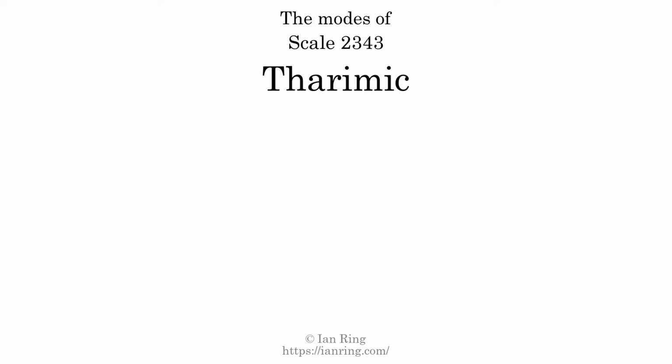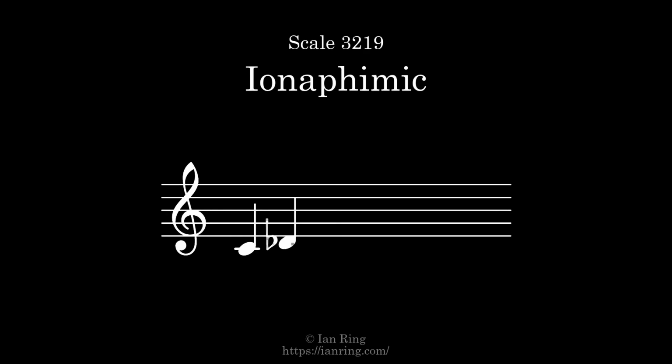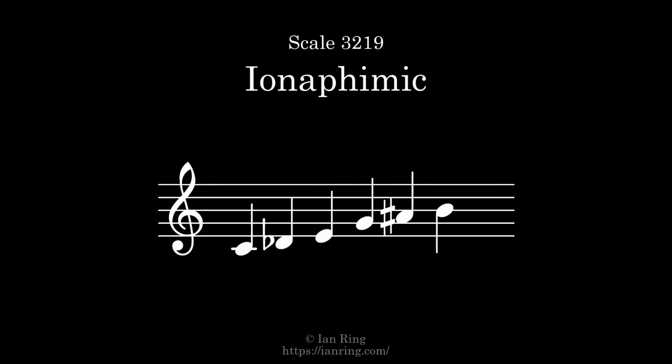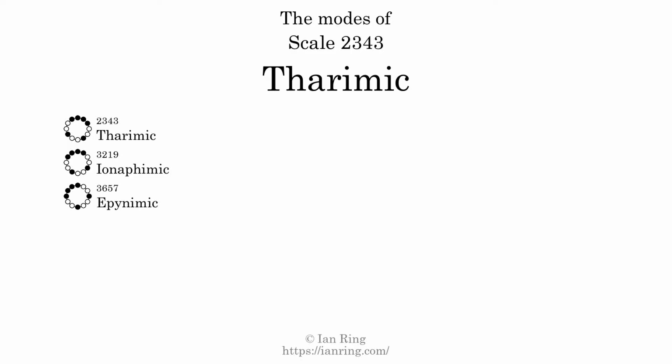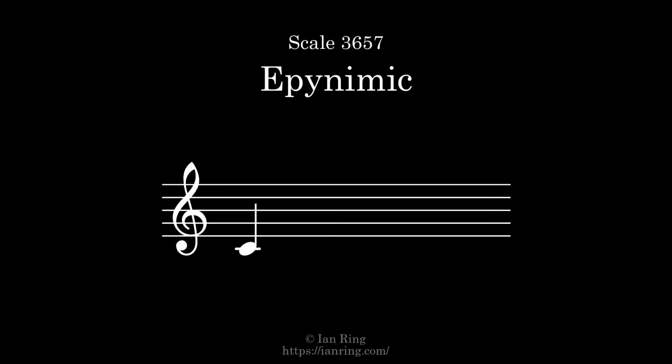This scale has 6 modes. The first mode is itself. The second mode is scale 3219, also known as Tharimic. It sounds like this. The third mode is scale 3657, also known as eponymic. It sounds like this.